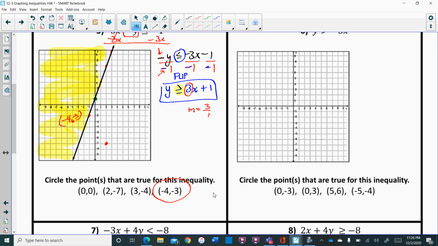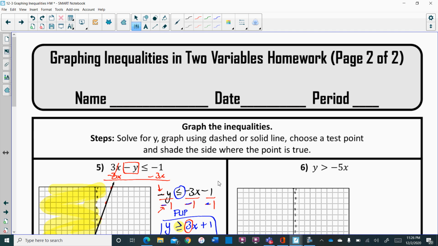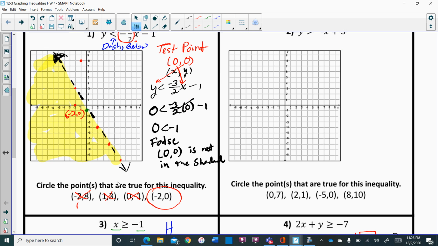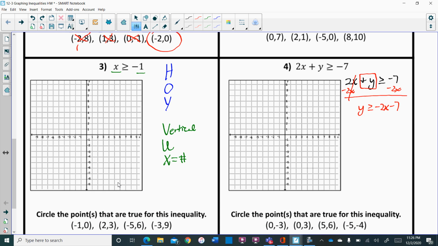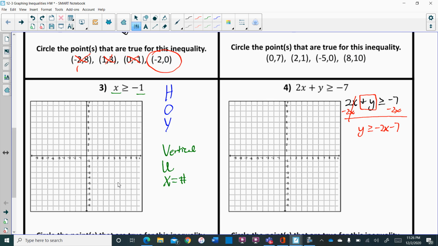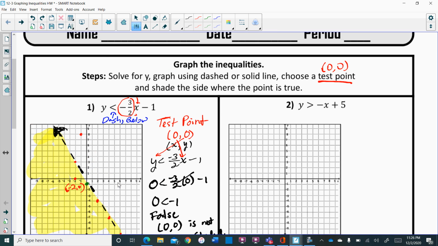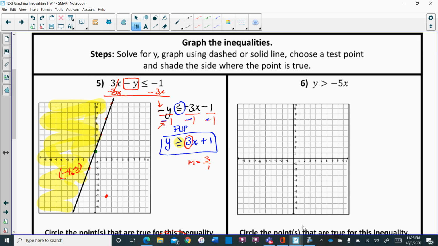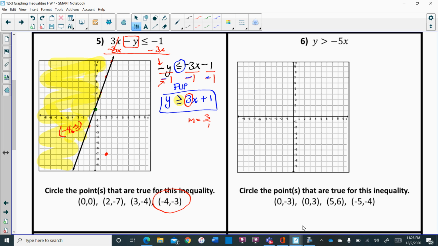All right, so you are going to complete these 8 graphs. I did quite a bit with you. I would say ask questions if you need some help. But this is going to be a separate grade. So you'll finish this and you'll take a picture and submit it on Teams.